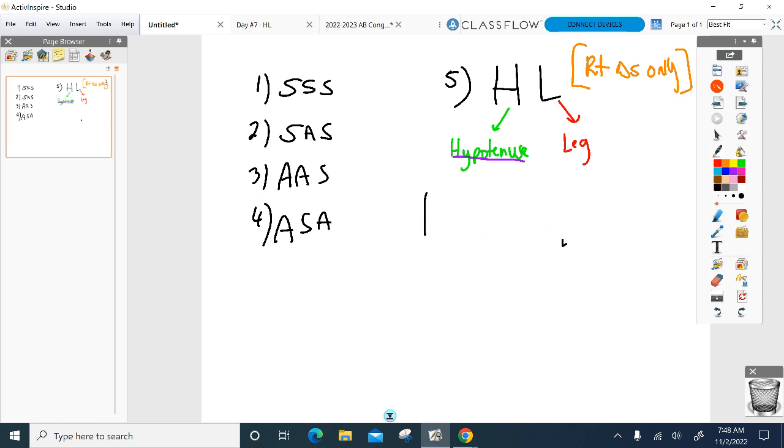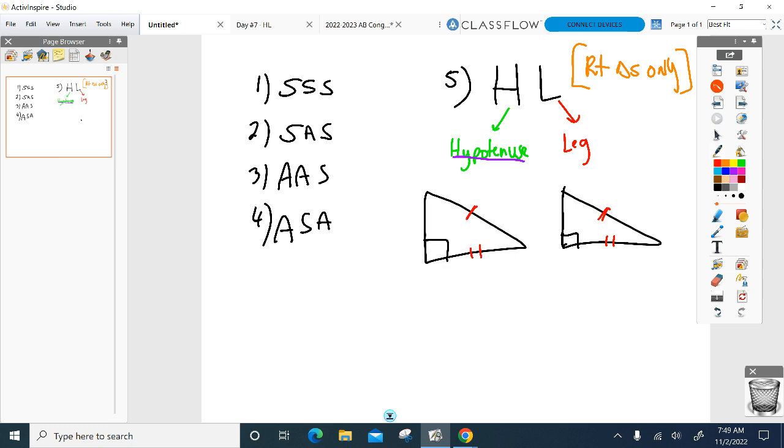Here's what HL looks like between 2 right triangles. What did I just mark there? Those are the what? I know they're sides, but they're also the what of the right triangle. If it's across from the right angle, that's the hypotenuse. Okay? Hypotenuse across from the right angle. So those are congruent. And a pair of legs. That is HL.